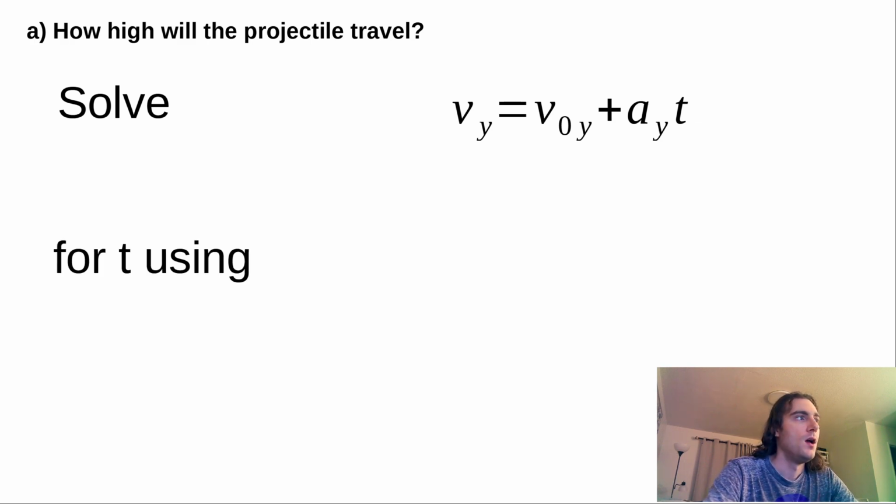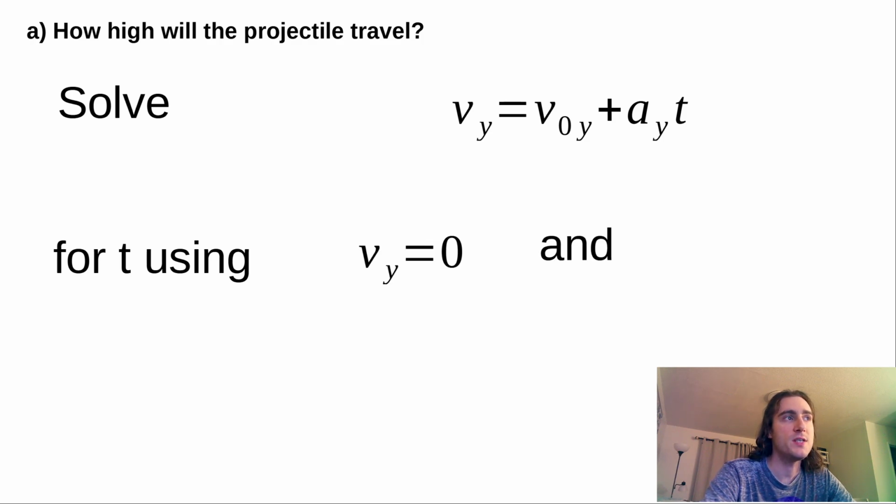But we're solving for t because we need a time that this projectile travels to reach its maximum height, and then we can use that time to calculate what that max height actually is. So we'll solve the above equation for t using the fact that the y component of the velocity should be 0 at the maximum height, and the y component of the acceleration is minus g.